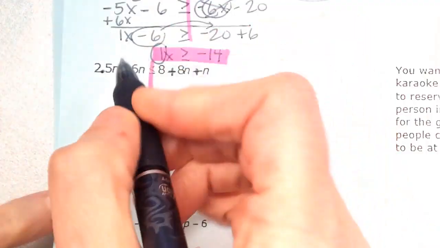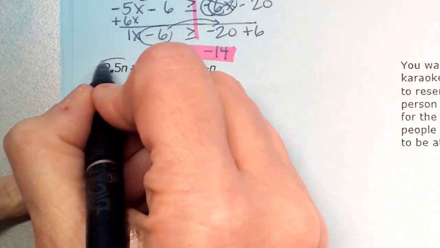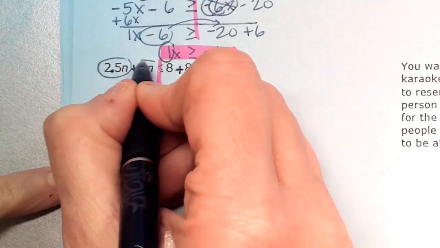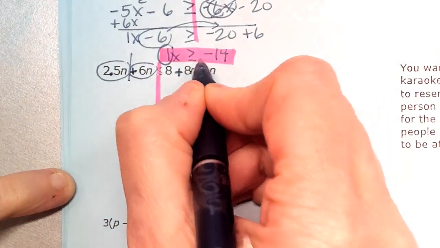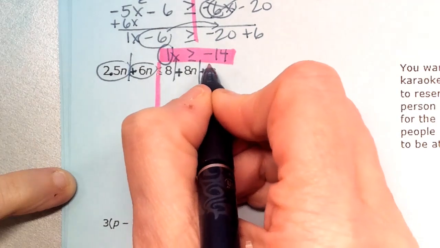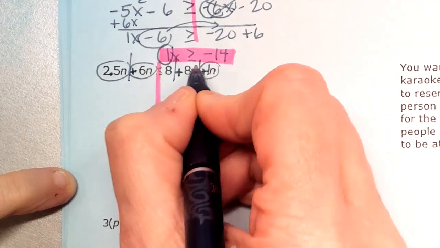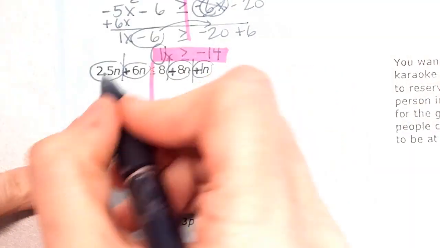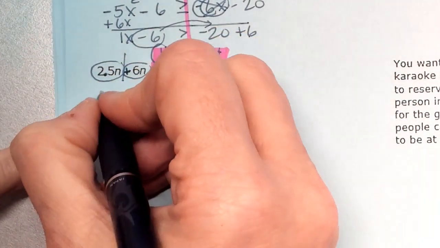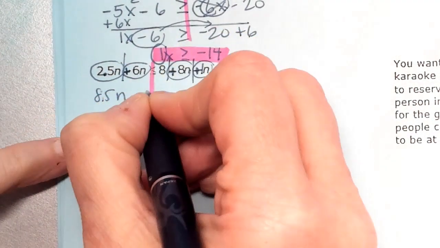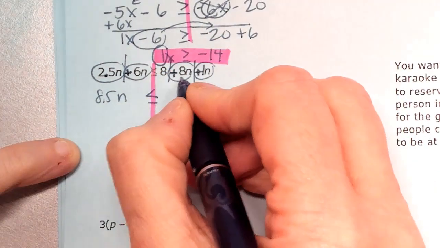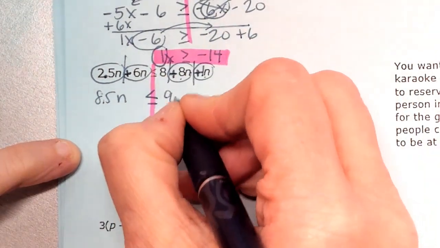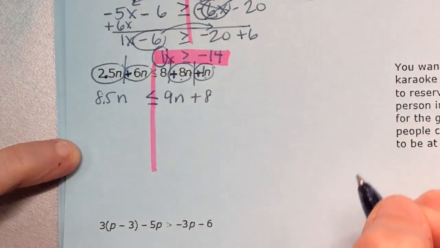Okay? Over here, I see some combining like terms I can do. I see 2.5n and positive 6n. Over here, I see a naked number, and then I see more combining I can do over here. I don't see any distributing because there's no parentheses. 2.5 plus 6 is 8.5n, less than or equal to 8n plus 1n is 9n plus 8.